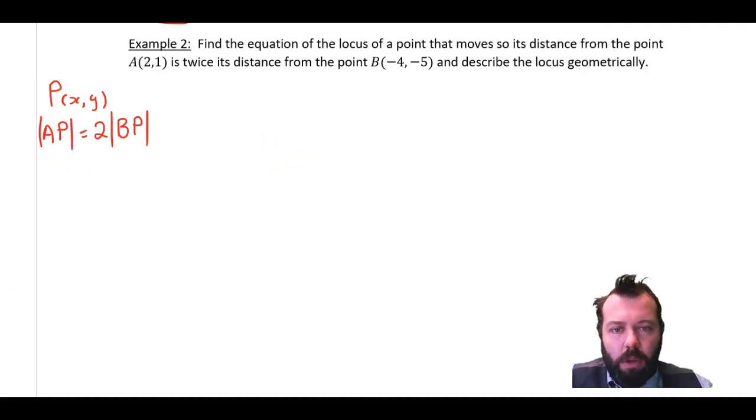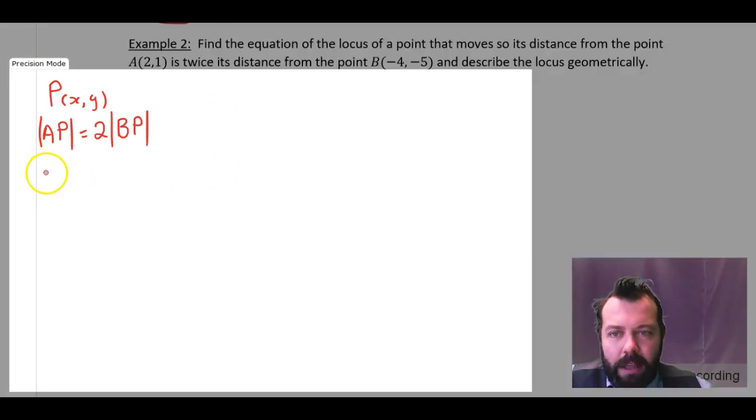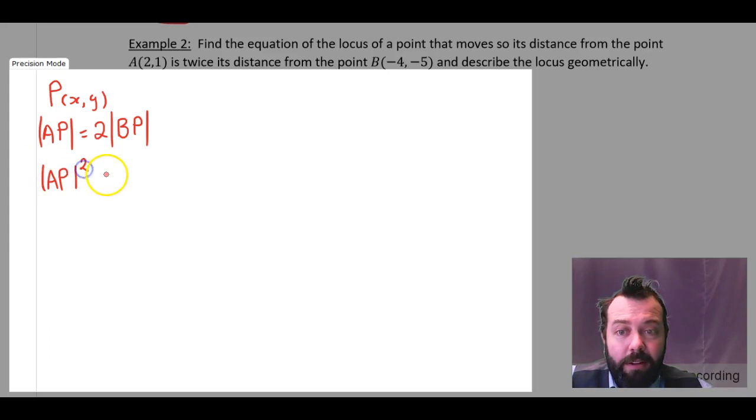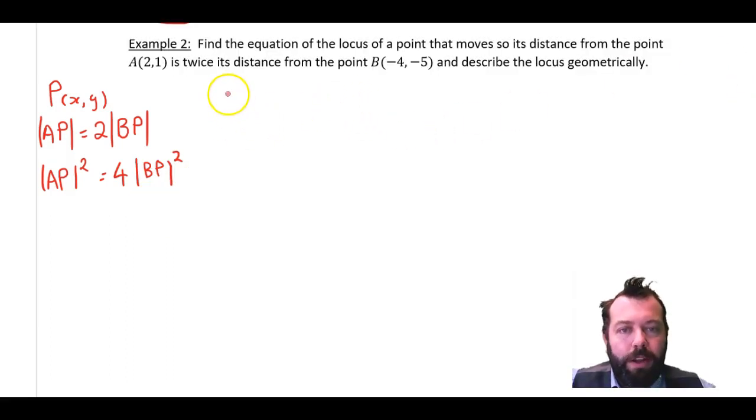If that's the case, then the length of AP squared, remember that makes our life easier. Now we're going to square the left-hand side, and square the right-hand side, which gives me 4 times BP squared. I've got that. So, why is that helpful?